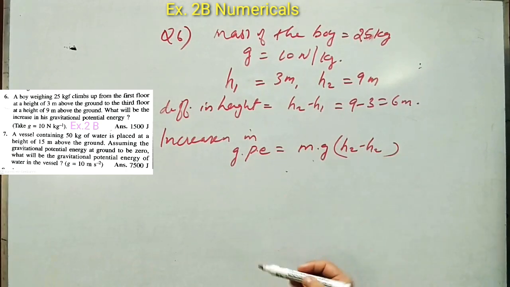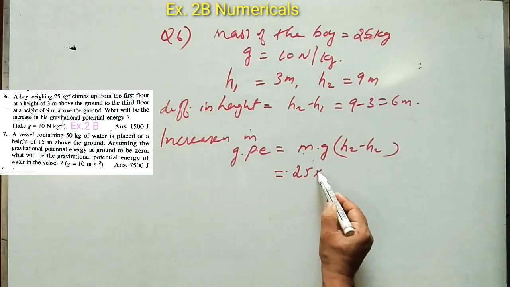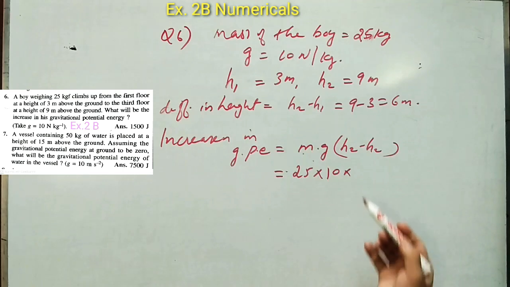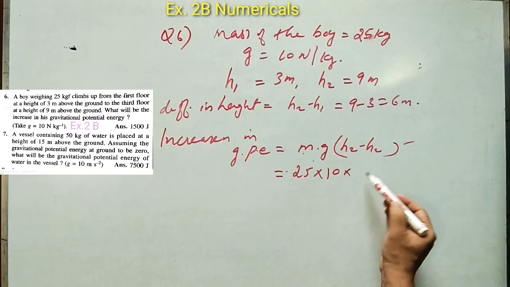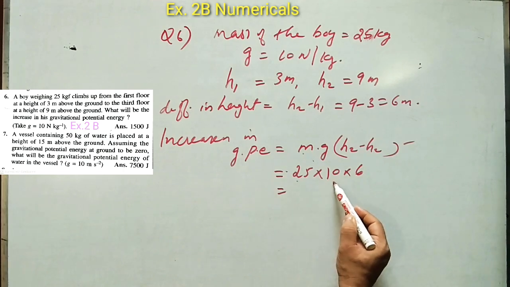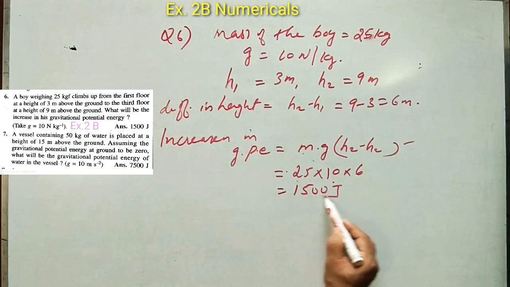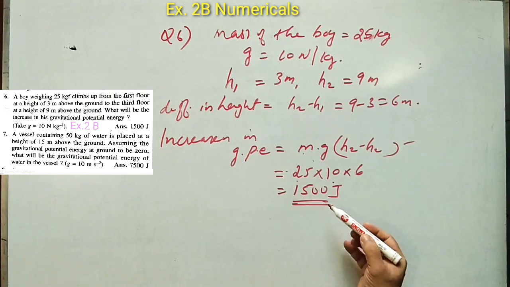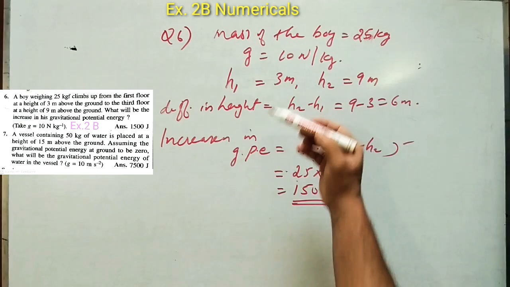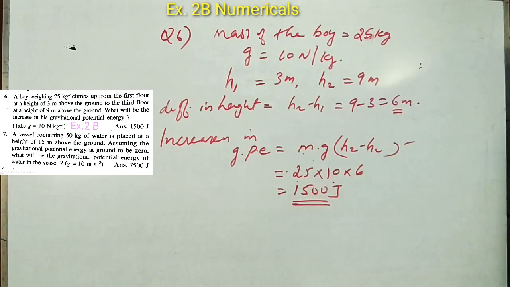mg into difference in height. m and g remain constant here. So the mass is 25. The value of g is 10. So we got all the values. Place the values in the given formula. Difference in height is 6 meter. So 25 tens are 250. 250 multiplied by 6, we are getting it as 1500 joule. So 1500 joule is the gain in potential energy by the boy when he climbs up through a distance of 6 meter above the ground.